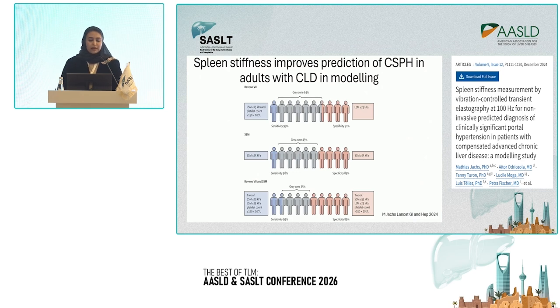In this graph, we can see how spleen stiffness improves the prediction of clinically significant portal hypertension in adults. When we use the Baveno 7 criteria alone, we can see a huge gray zone area of around 50% of the patients. But when we add the spleen stiffness to the Baveno 7 criteria, the gray zone decreases to 35%, which indicates a good diagnostic accuracy.